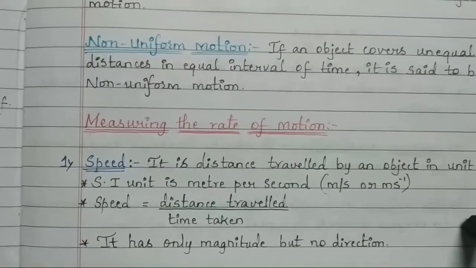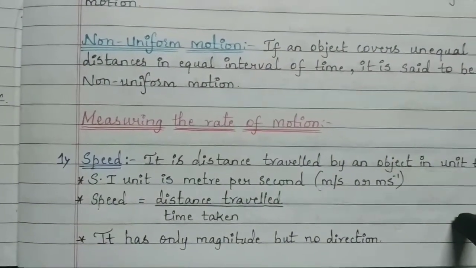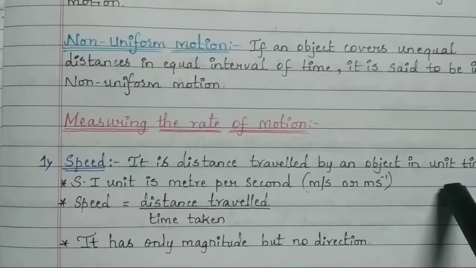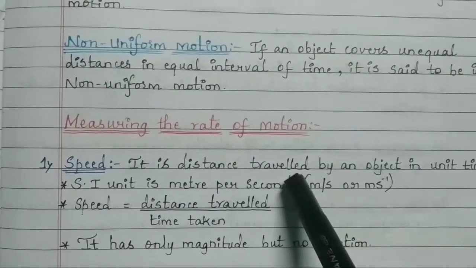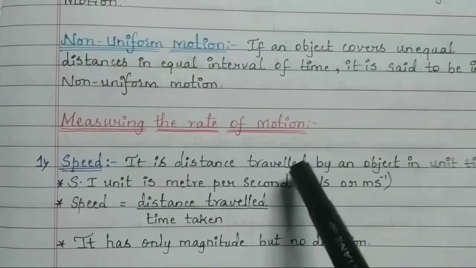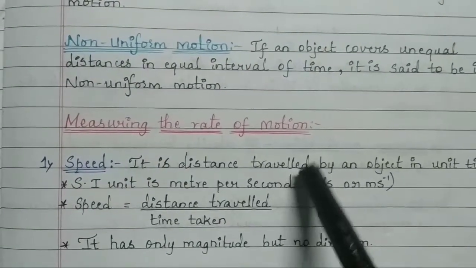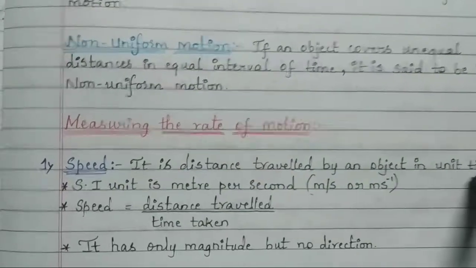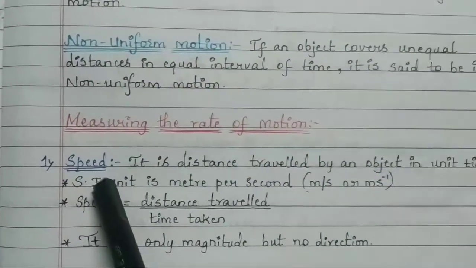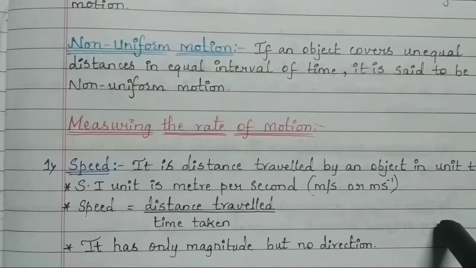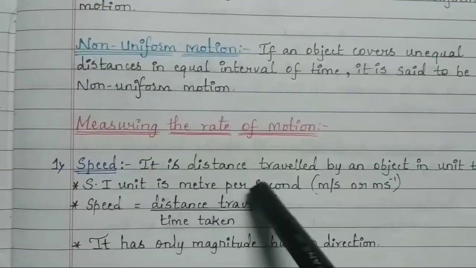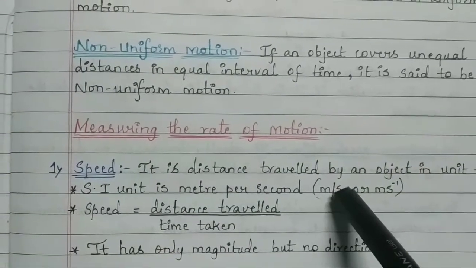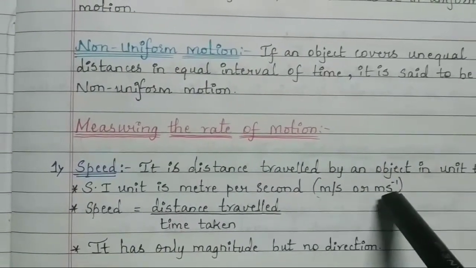The first thing is speed. So what is speed? Speed is the distance traveled by an object in unit time. When you divide the distance by time, you get the speed. What is the SI unit of speed? The SI unit of speed is meter per second. You can write meter per second as m/s or ms^-1.